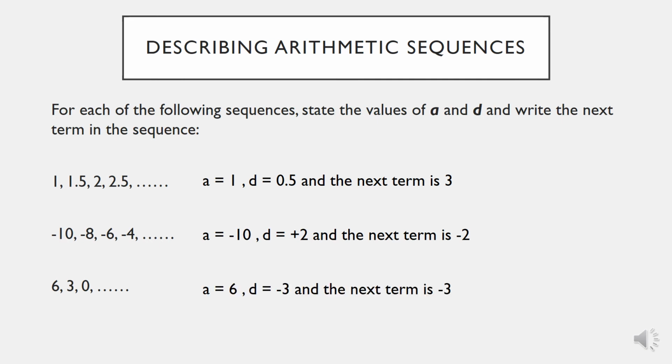A equals 6 and D equals minus 3, because the numbers are going down. So 6 minus 3 is 3, 3 minus 3 is 0. So the next one will cross over into the negative numbers, go below 0. 0 minus 3 is minus 3.